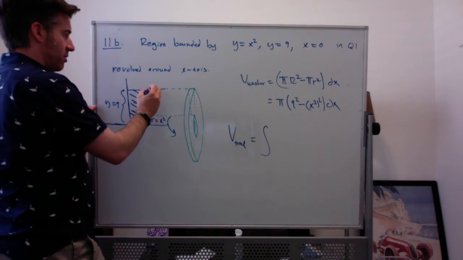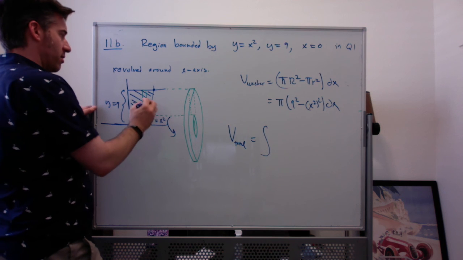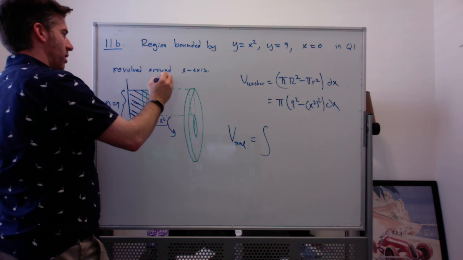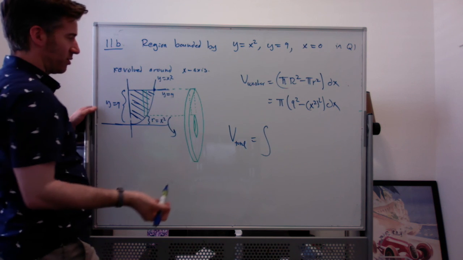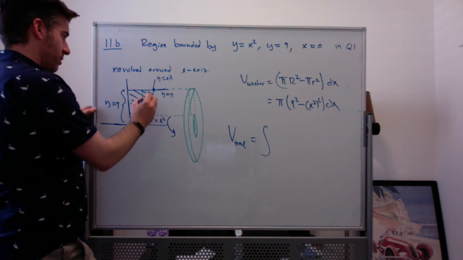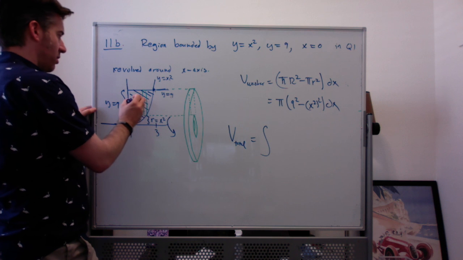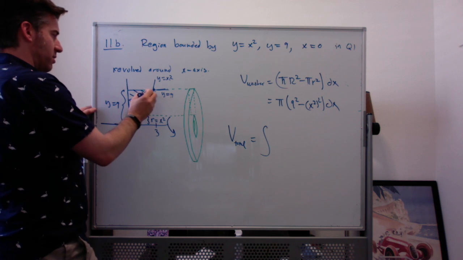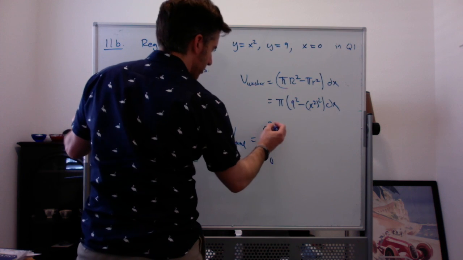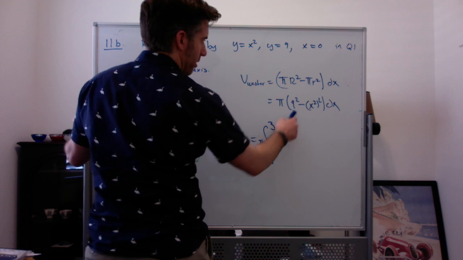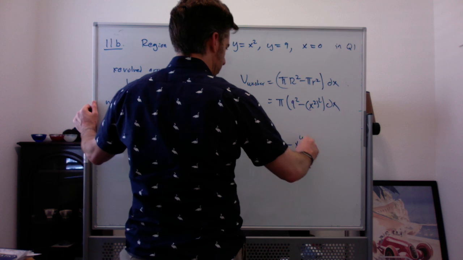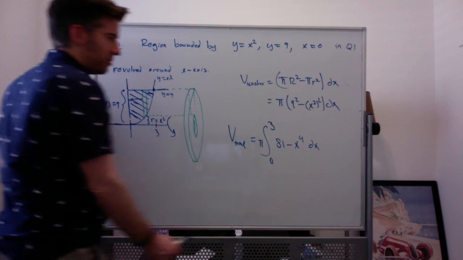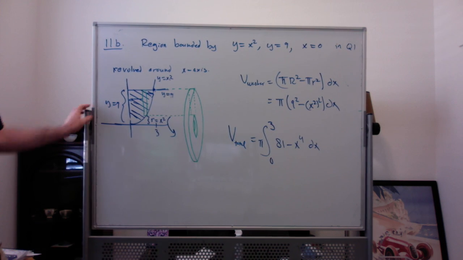I see that this point here is where y is equal to 9. So this is y equals x squared, and this function is y equal to 9. We set these equal to each other, I get x squared equal to 9, so I get x equal to 3. So we still are going as far left as 0 and as far right as 3. Pull out the pi, and you can leave this as is, or you can simplify to 81 minus x to the 4th. And that's how you would set that up.